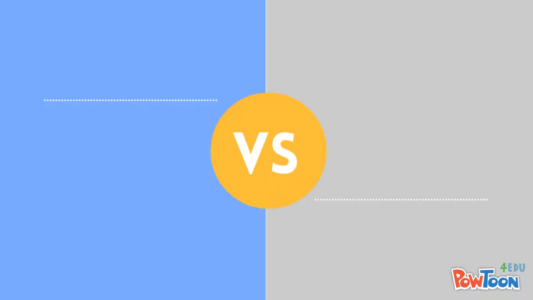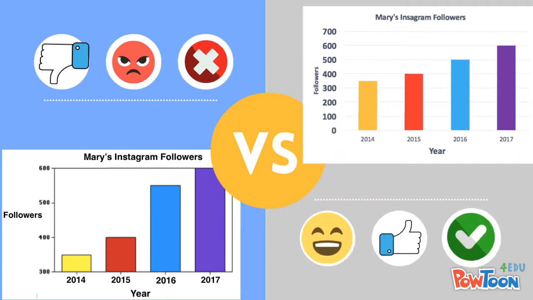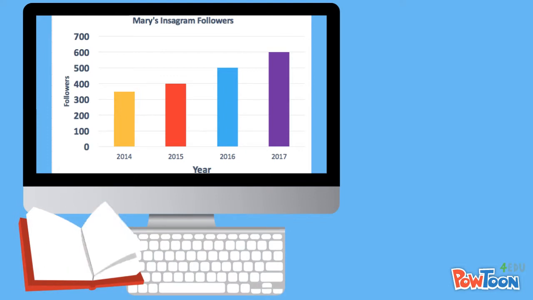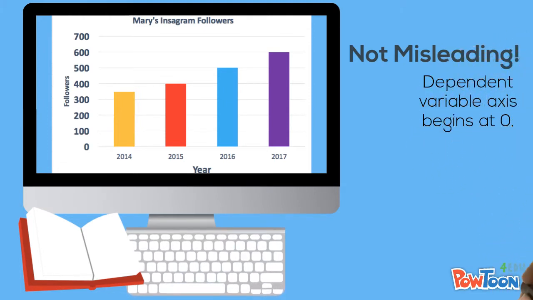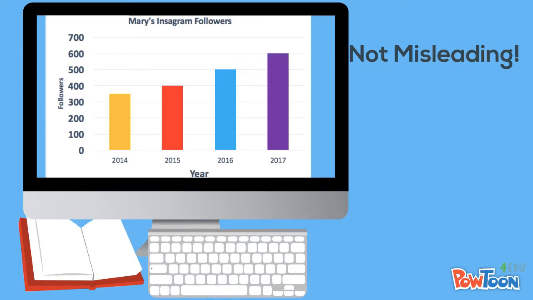If we have a look at the previous misleading graph in comparison to a graph with the same data that is not misleading, we can see how easy it is to correct the common misconception of not starting the dependent variable axis at 0 and the effect it has on the graph. This graph depicts the same data as the misleading graph before. However, it is not misleading. That is because the dependent variable axis, the number of followers are dependent on the year, begins at 0. Furthermore, the vertical axis, which is the dependent variable axis, is scaled correctly in that it increases by even intervals all the way to the top.